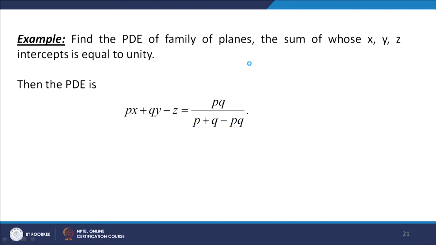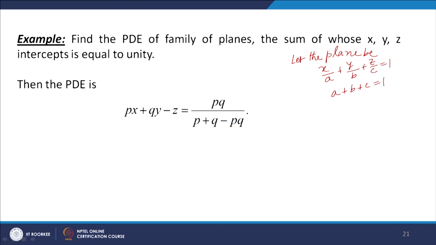intercepts is equal to unity, then we can write, suppose, let the plane be x/a + y/b + z/c = 1. Now, this plane makes intercepts a, b and c on the 3 coordinate axes. We are given that the sum of whose intercepts is equal to unity. So, a + b + c = 1. This is given to us. We have to arrive at this PDE.